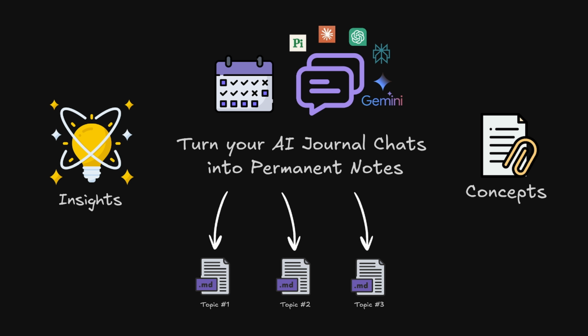In today's video, we're going to turn your AI journal chats into permanent notes. So the first step is to gain insights from your conversations with AI. And then once we've got those insights, it's going to create some related topics. And we're going to automate some concept notes inside of Obsidian with these insights.